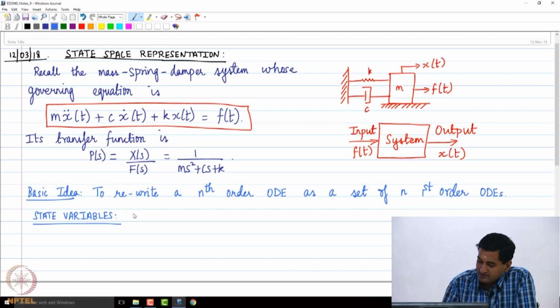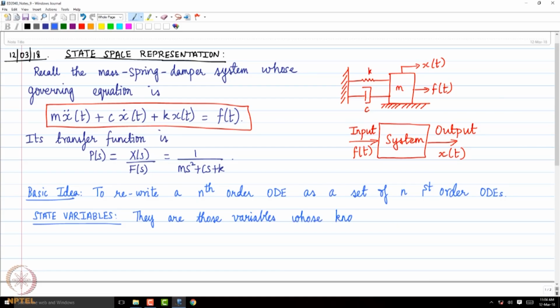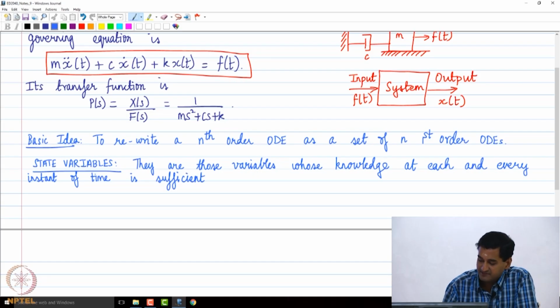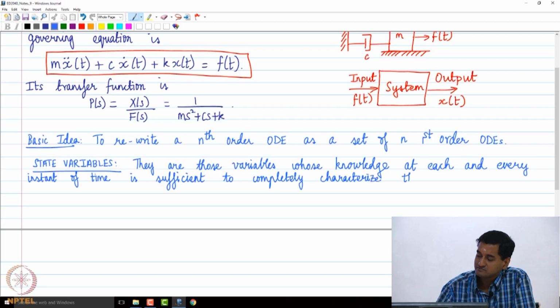Let me write that definition down. State variables are those variables whose knowledge at each and every instant of time is sufficient to completely characterize the system or plant under study. That is the definition of state variables.